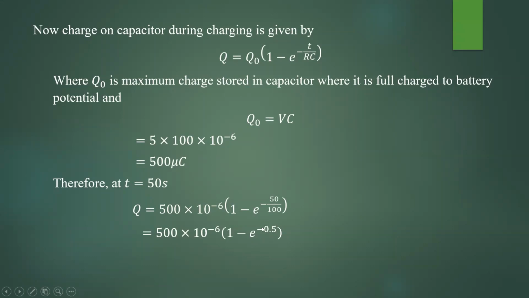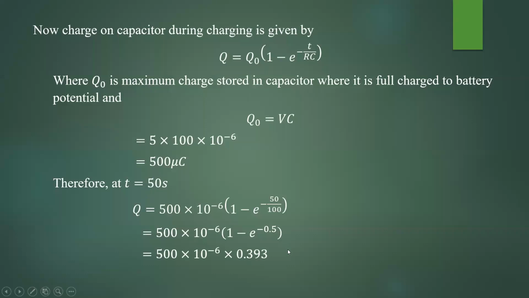After that, you take e to the power minus 0.5. What is the value of e to the power minus 0.5? You can calculate. Then you take 1 minus e to the power minus 0.5. Then you multiply it with 500 into 10 to the power minus 6. You will get the value of Q. Let us see the answer. So what is the value of this e to the power minus 0.5?